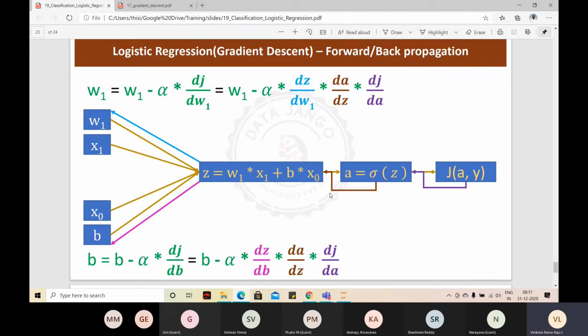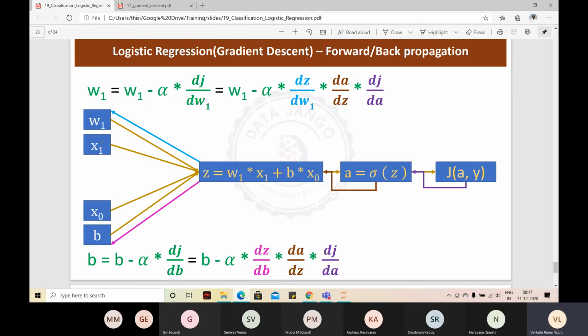Now let us try to understand how exactly the gradient descent algorithm works in logistic regression. The way it works in logistic regression is a bit different. We call the terms forward propagation and back propagation. This is very important in deep learning: forward propagation and back propagation.